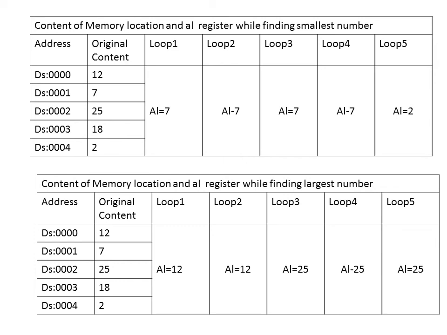For finding the largest element, with 12 and 7, AL will be 12. Then 12 is compared with 25, and 25 is transferred to AL. Then 25 is compared with 18, and 25 remains in AL. Then 25 compared with 2, 25 remains in the AL register. This is how all the loops work.